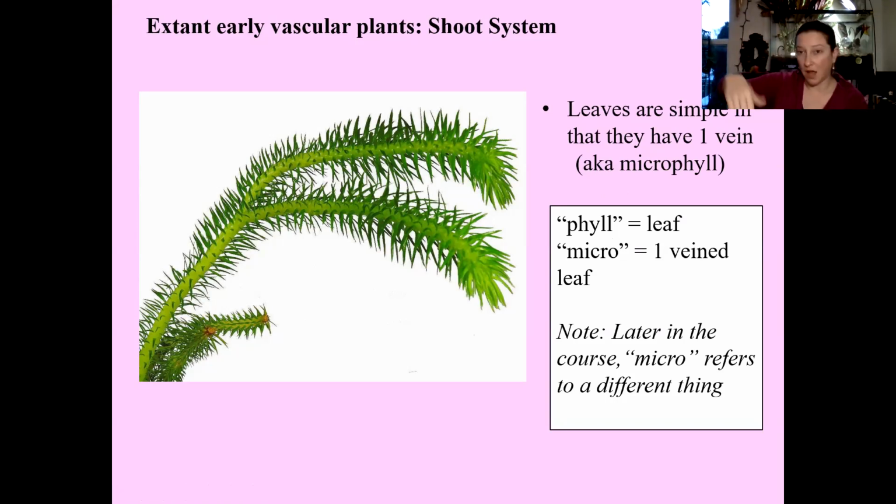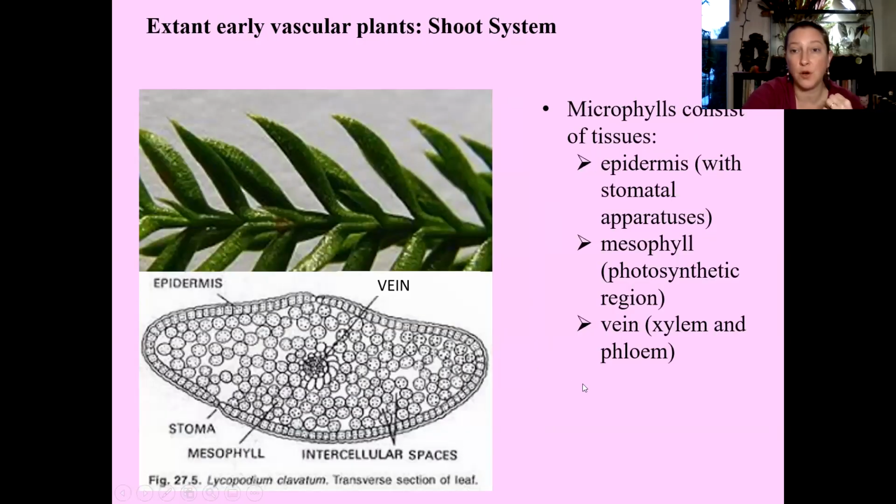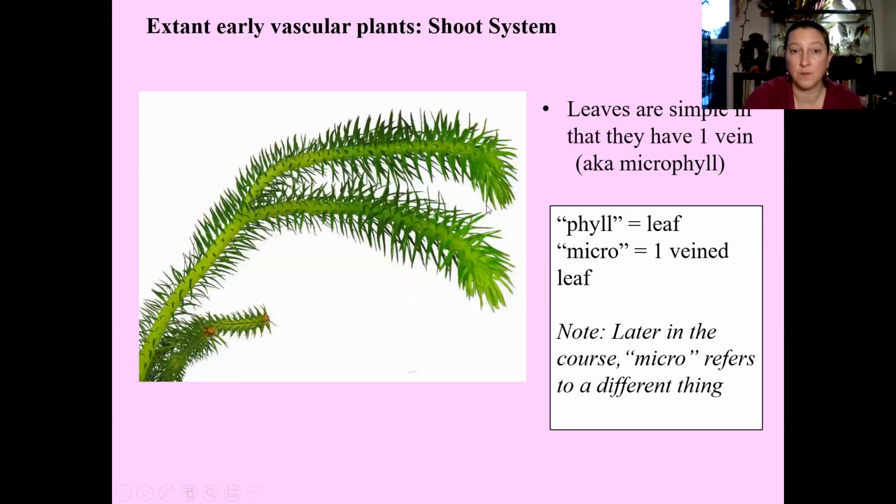Just so you know, in this sense, microphyll means a small leaf with one vein. Later in the course, not necessarily today, micro will refer to something else. So keep that in mind when we do encounter that other thing. But for now, when you see microphyll, think small leaf with one vein. Here you go. This is a much better way to look at the microphyll. This is one microphyll. It's a close-up of basically the same plant we saw on the previous slide.